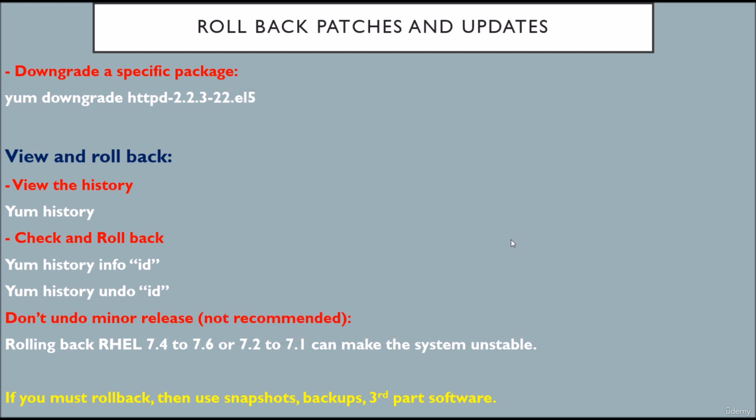Last but not the least, let's talk about rolling back to a minor release. This is definitely not recommended because that can make your system unstable if you try to roll back. But again, there are some rare cases when you may have to try and do that. In that case, use the snapshots, use the backups, or use the third-party software if you need to. But if it's a regular VM, then make sure you have a snapshot created before you attempt the rollback. And if something goes wrong, use the snapshot to recover your system.